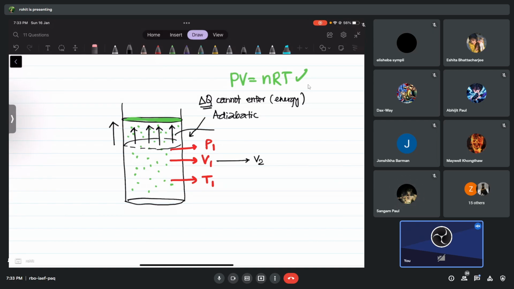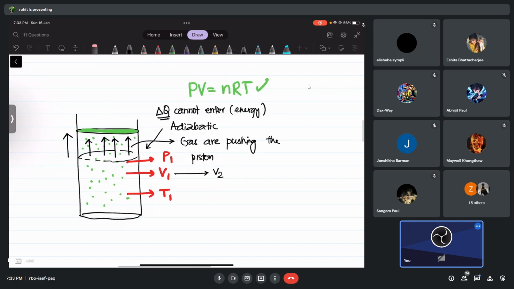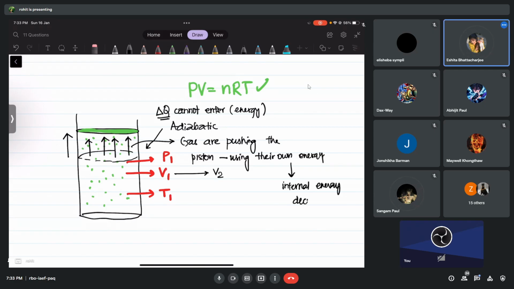Now, do you think the gases are pushing the piston? Yes, gases are pushing the piston. Did the gas get extra energy from outside, or are they using their own energy? Using their own energy. No chance of getting help from outside, right? So using their own energy. What is the meaning of using their own energy? The internal energy remains the same, or internal energy decreases? Decreases.